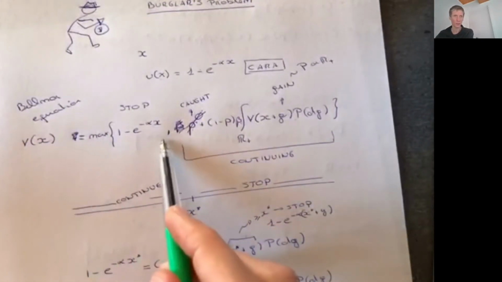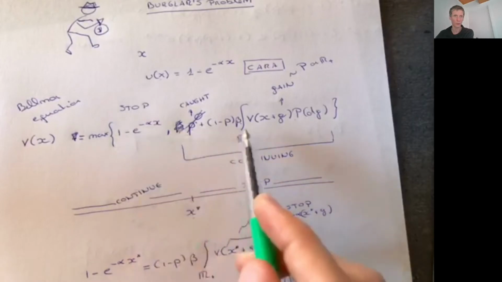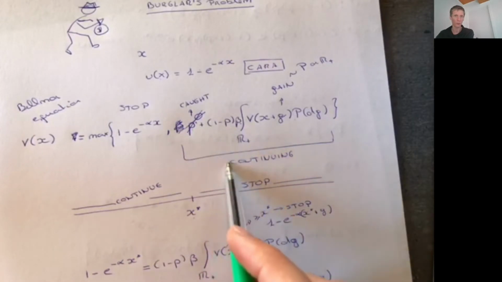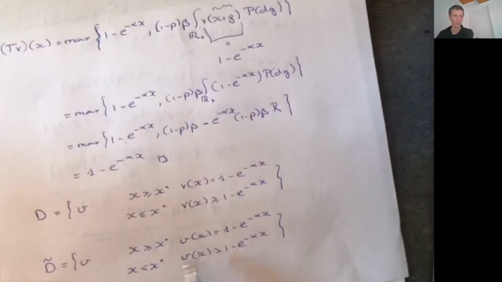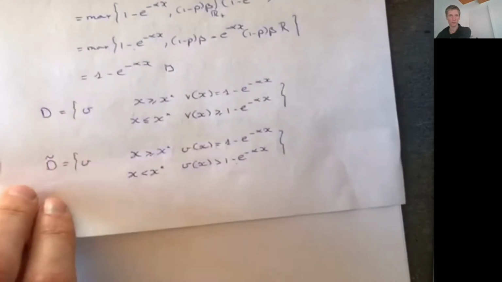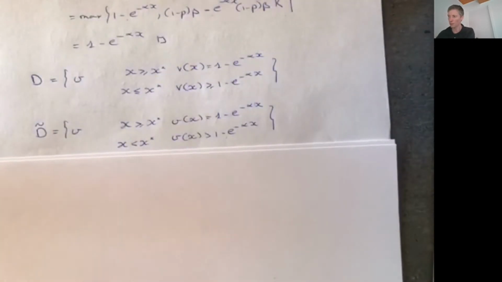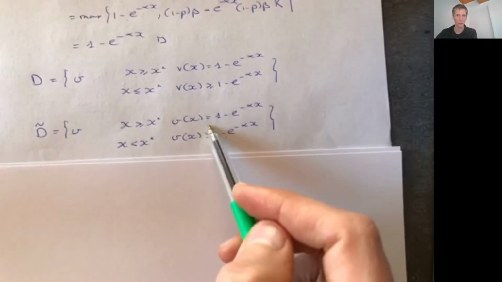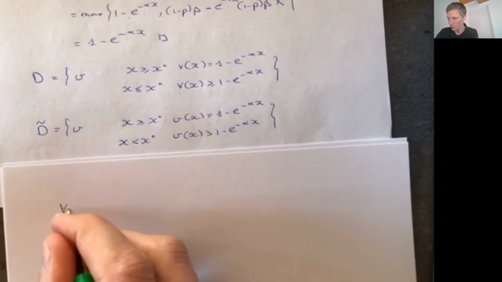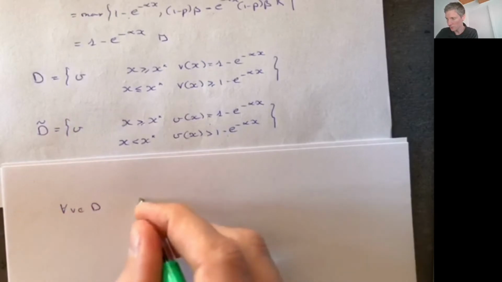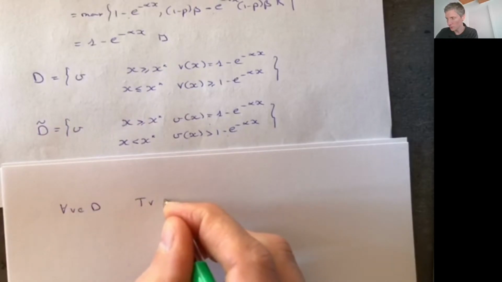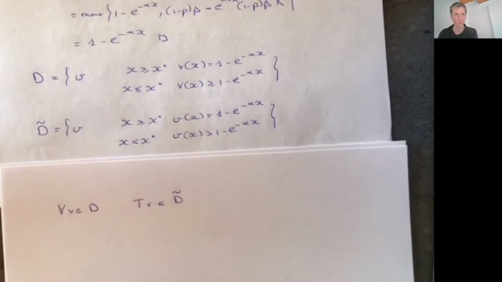If this is strictly bigger than the first component, then it should be equal to the second component, and the second component tells me to continue. So that's by this tells me to stop for every x smaller than x star. All right, so this is a closed set. I'm going to show that for all v in D, T of v is in D tilde.